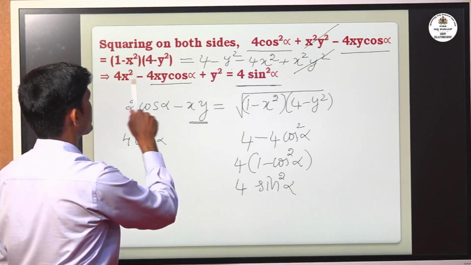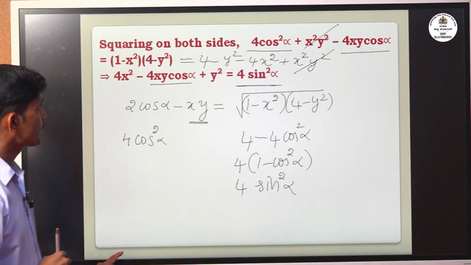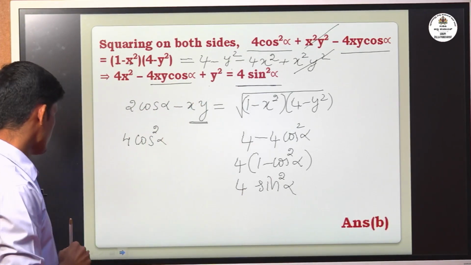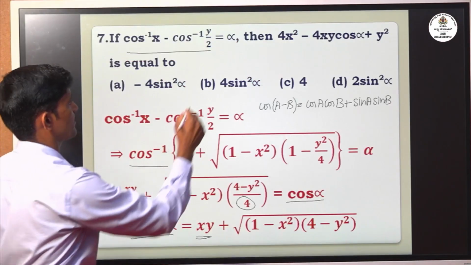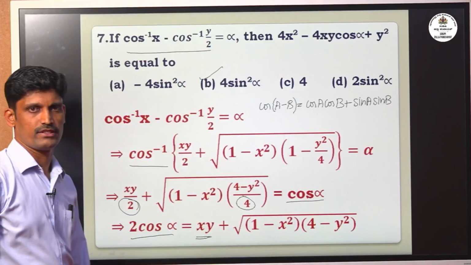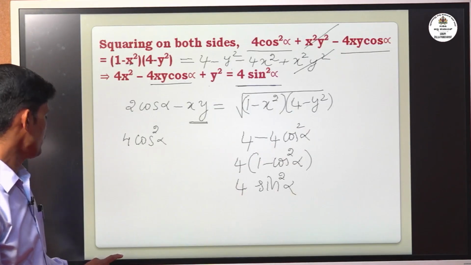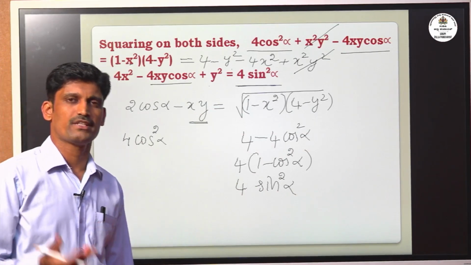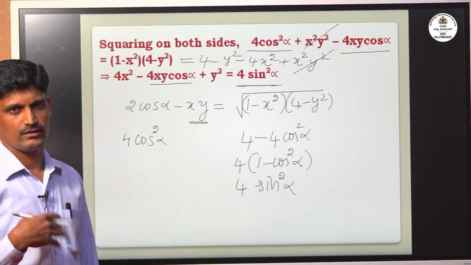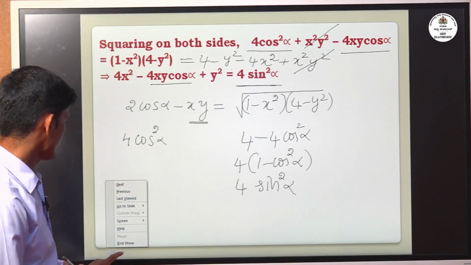Therefore 4x square minus 4xy cos alpha plus y square is equal to 4 sin square alpha is the answer. That is answer B. You can see that in answer B. Okay, 4 sin square alpha is the answer. That is the simple cos inverse x minus cos inverse y formula. Similarly, we may have to use the sin inverse x plus sin inverse y and cos inverse x plus cos inverse y formulas also.